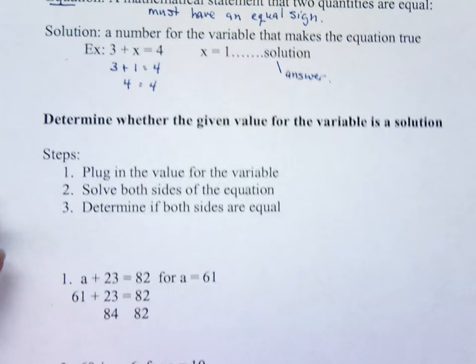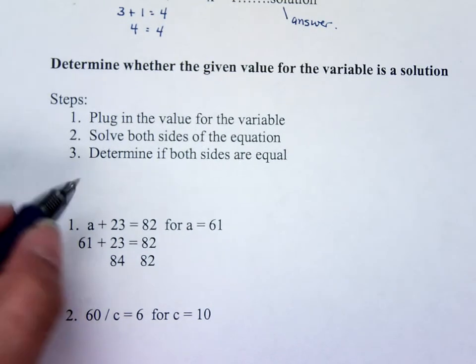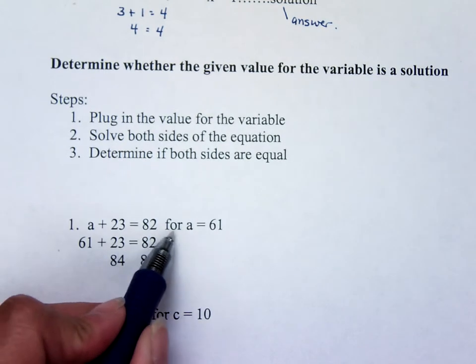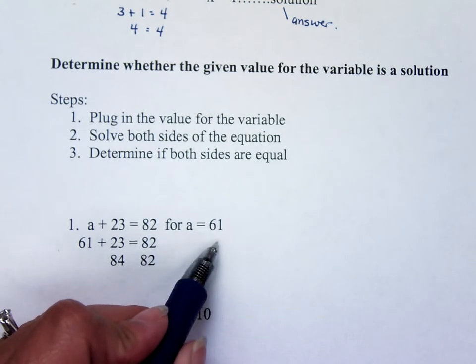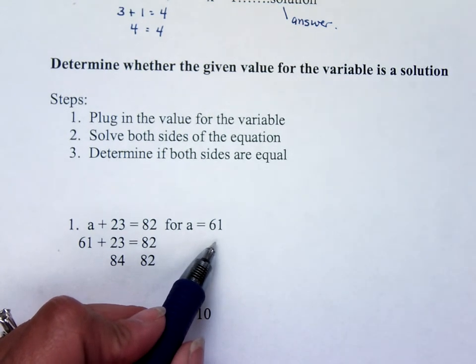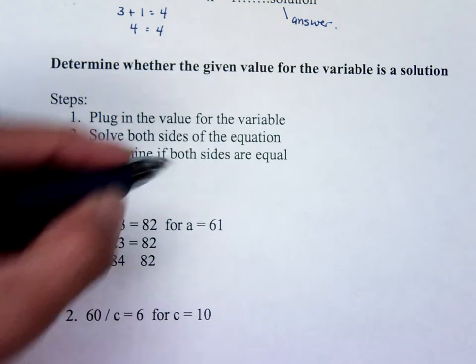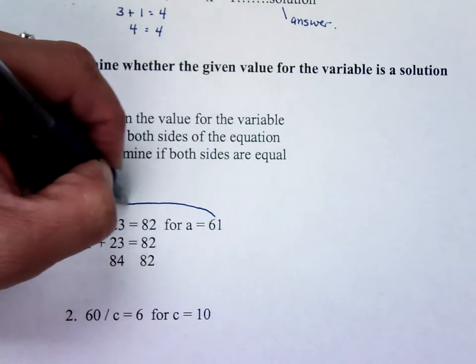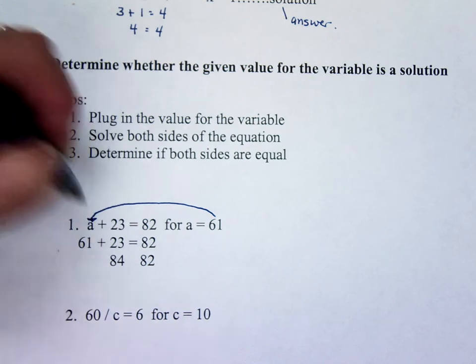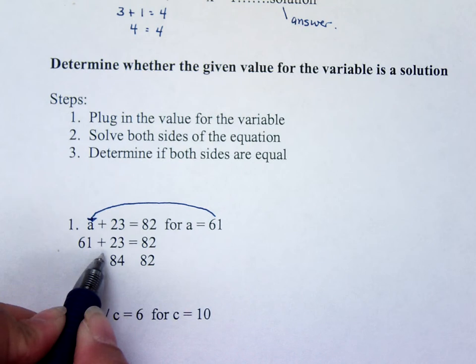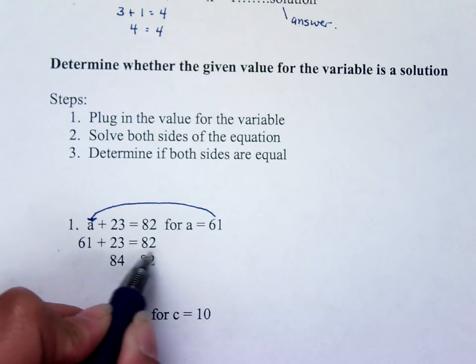So here's the first example. A plus 23 is equal to 82, for A is equal to 61. So step 1 says to plug in the value for the variable. What we're talking about is you're going to replace the variable A with the number 61. So I would just make an arrow so that you know that that is what you're replacing. So if you're on the next line, you see 61 plus 23 is equal to 82.